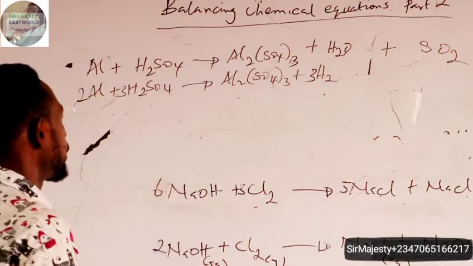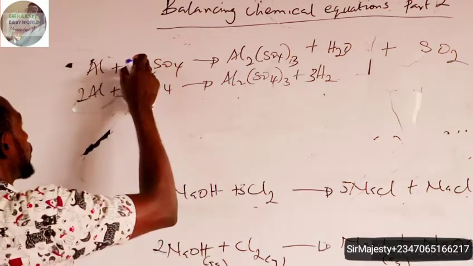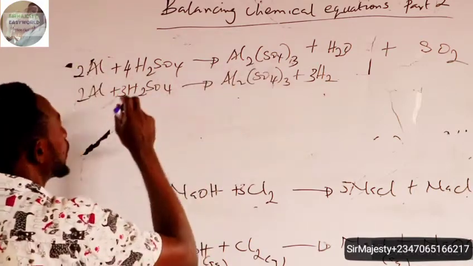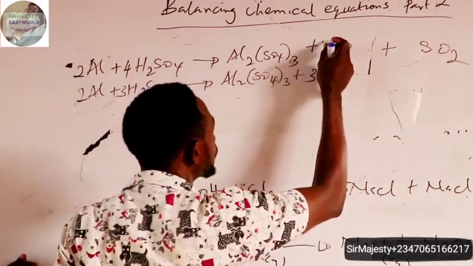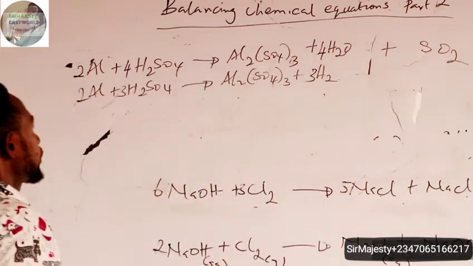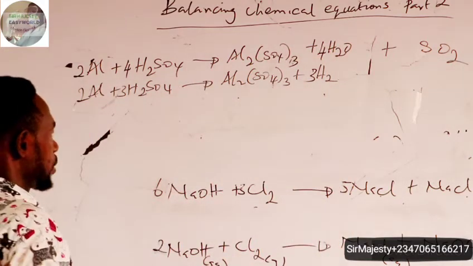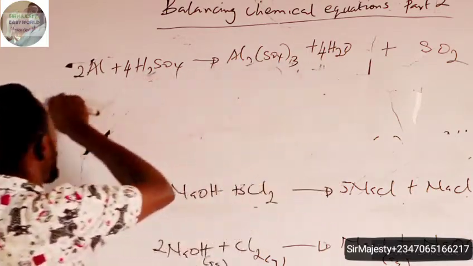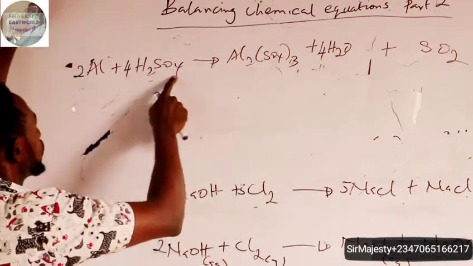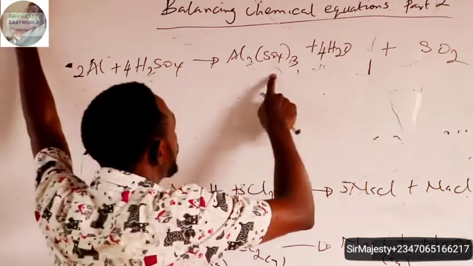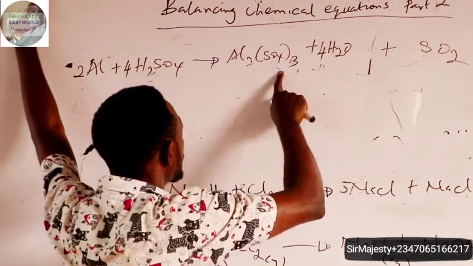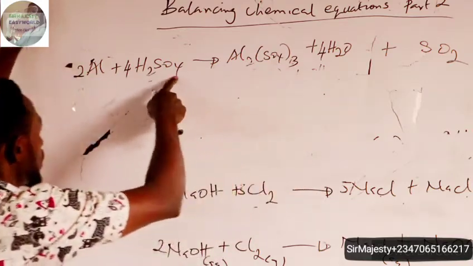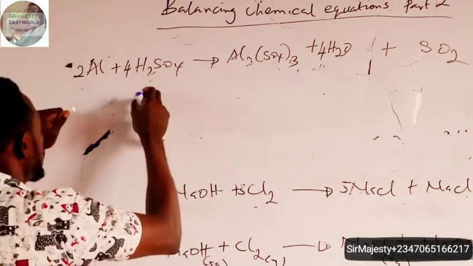Let's try going with the 4. So putting 4 here, automatically there should be 2 here because of the Al2. Then if 4 comes in here, 4 will also come in here. So let's check oxygen. If oxygen is balanced, our job is half done. Okay? Oxygen here is 4 times 4, 16, sorry.